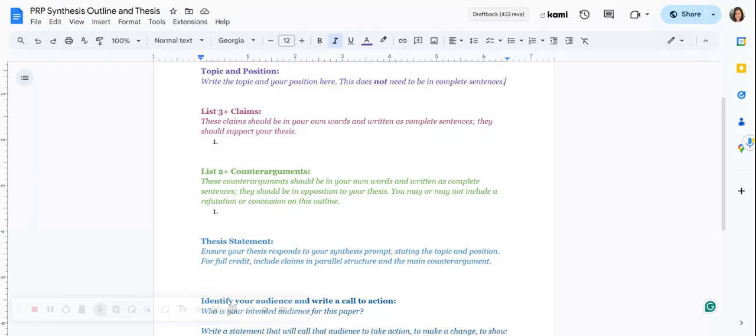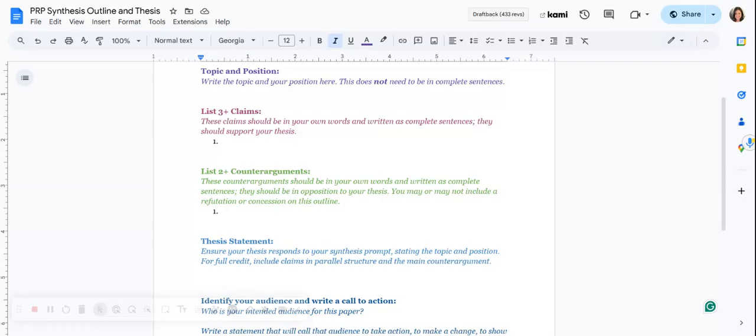If you would like to, you can include a refutation or concession in this outline for the counterarguments, meaning refuting means to prove it wrong or to show why it's not the best choice or why it doesn't give a full picture. Or concession means that you are conceding, you are admitting that part of this might be true, that there is validity to that claim. When you concede, you want to make sure you always bring it back to your side of the argument to show that while part of the other side is valid, your position is still the stronger one.